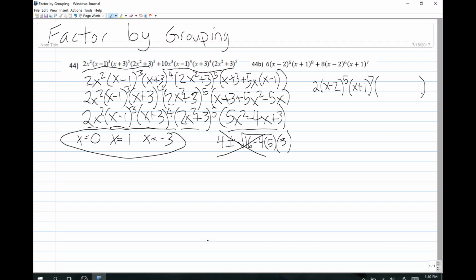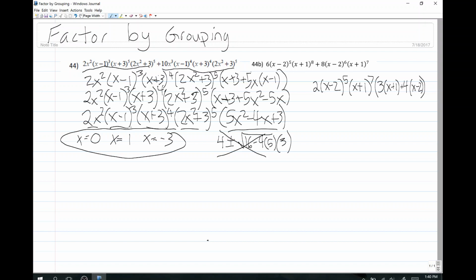Now it's time to get the leftovers in the final parenthesis. I'm going to get a 3 in the first term, because 6 divided by 2 is 3. And I'm going to get an x plus 1, because the x minus 2 to the 5th cancel out, and I get 1 x plus 1 left over. Alright, 8 divided by 2 is 4. And I'm going to get an x minus 2 this time, because x minus 2 to the 6th divided by x minus 2 to the 5th is x minus 2. And the x plus 1 to the 7th cancel out.